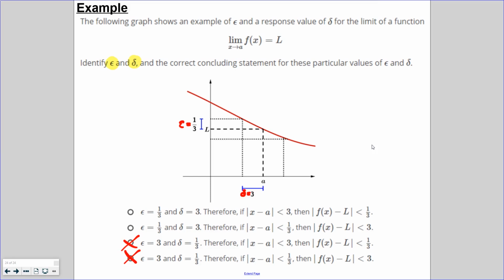Now we just have to play the more advanced elimination game. Let's remember that epsilon has to be greater than the absolute value of f of x minus L, and delta has to be greater than the absolute value of x minus A. So I just need to pair those up. Again, we know that epsilon is 1/3, so the absolute value of f of x minus L has to be less than 1/3.